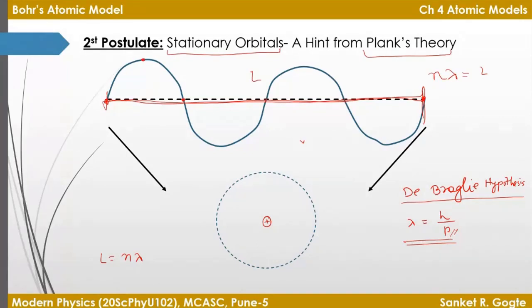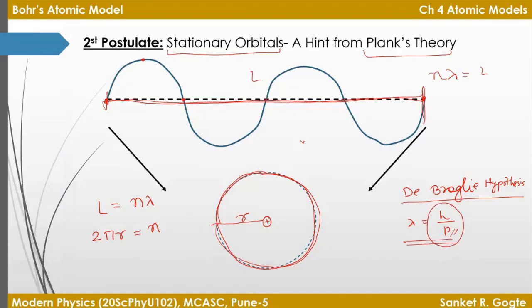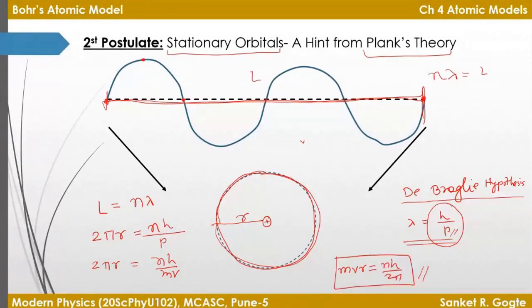Now, what is lambda in this case? Let me write it here. Remember, when I used the L symbol initially, it was for angular momentum. Now this L is the length over which these matter waves of the electron are present. What is L in terms of r of the orbit? It is equal to 2 pi r, which is equal to n into lambda, given by de Broglie's hypothesis, which is h by p. And now I can write this p as mv, and if I rearrange this equation, what I get is mvr is equal to n h by 2 pi, Bohr's atomic model.